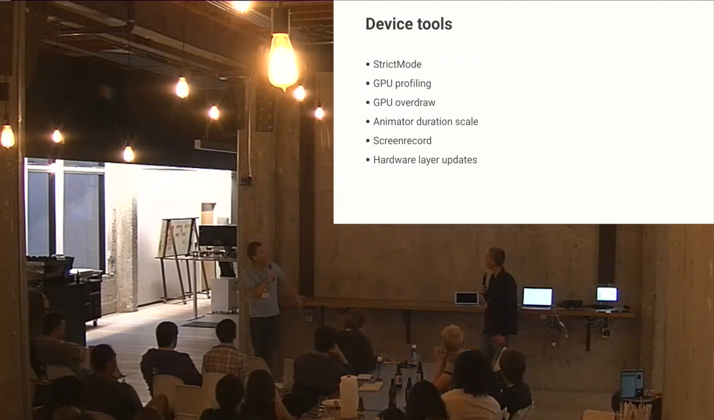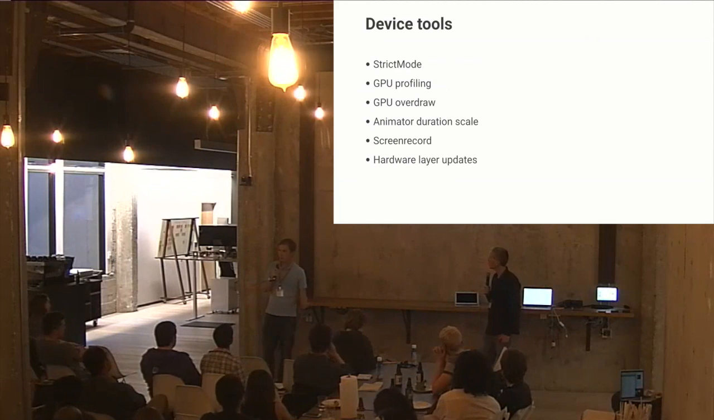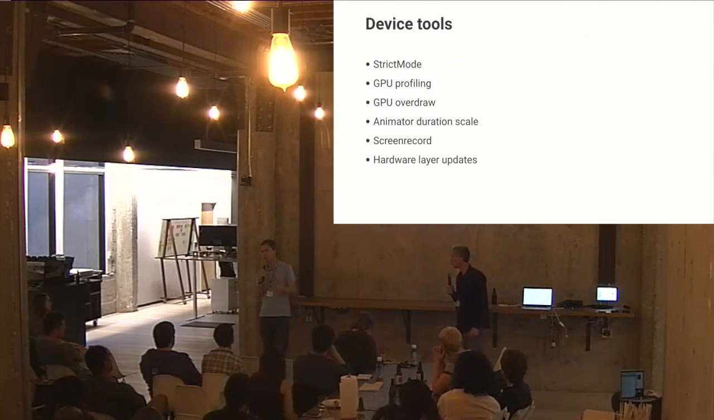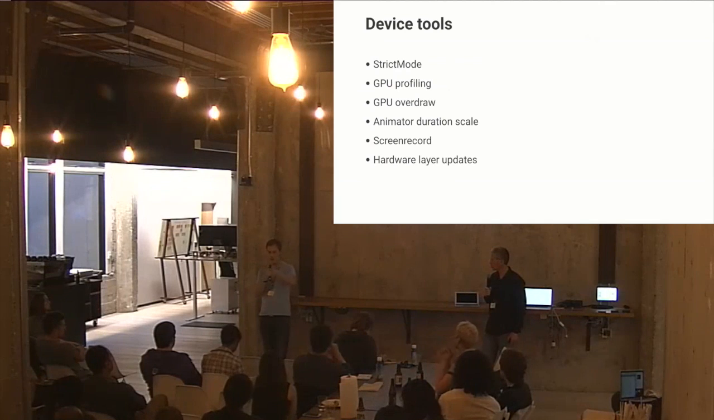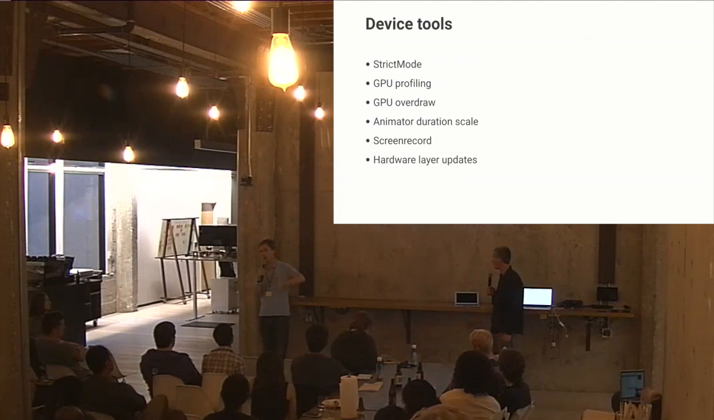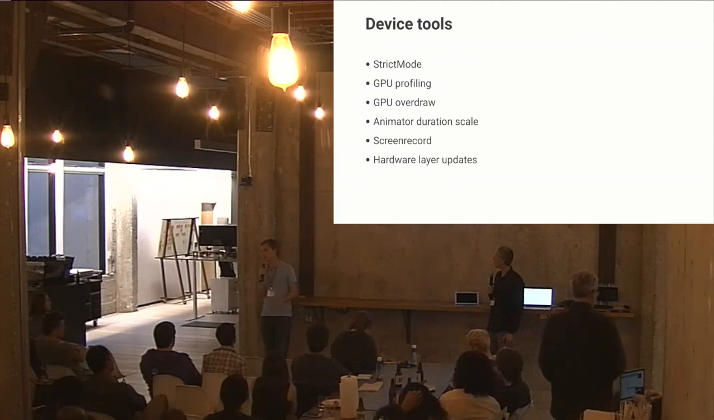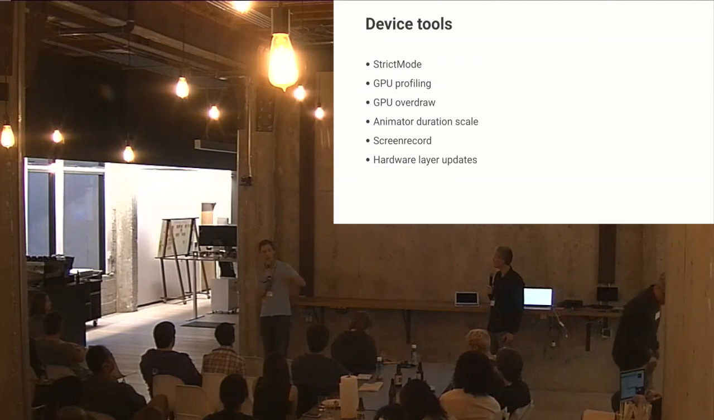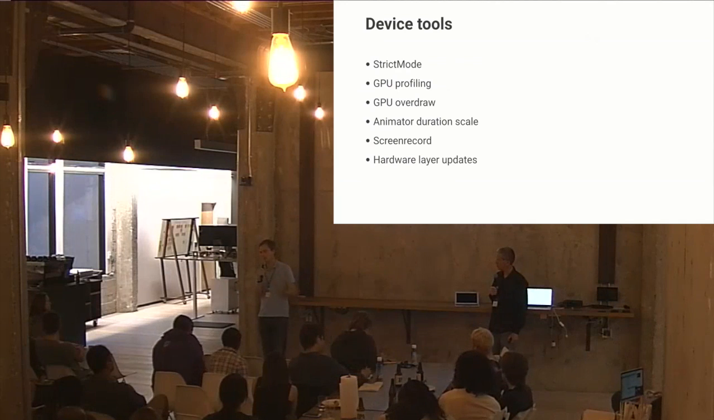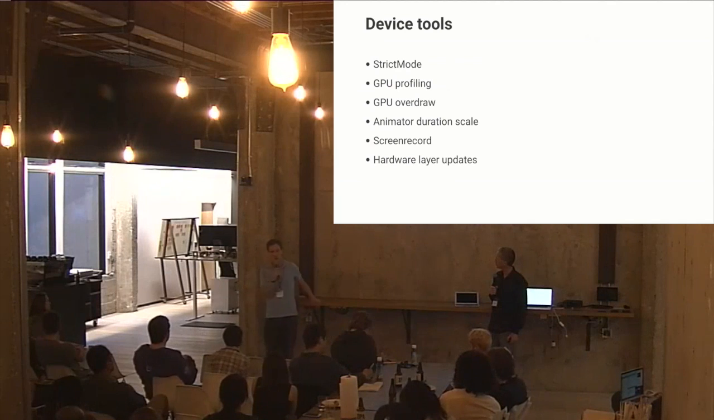GPU overdraw, we talked about it. GPU profiling is also available from the developer settings. If you turn that on, we will draw a performance graph on top of your application, and there's a little horizontal green bar, and then you have a bunch of vertical bars. If one of the vertical bars crosses the green bar, that means your application is not running at 60 FPS. So that's also a good and cheap way to check that your animations or your scrolling is always running at 60 FPS. If it doesn't, then you'll have to go to other tools like the GPU overdraw, to systrace, to trace, to figure out exactly what is going on. But at least you'll know it's the drawing that's wrong.